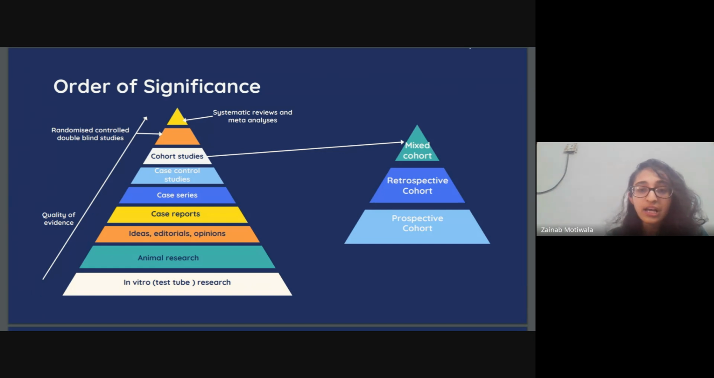And this is just a quick review of what we discussed in our first session, where we spoke about how case series, case reports, editorials, and animal research are all at the base of the pyramid. A little better than them are case control studies. Superior to them are cohort studies, and finally on the top of the pyramid, first we have the RCTs and the blind, double-blind studies, and finally the systematic reviews and meta-analyses.